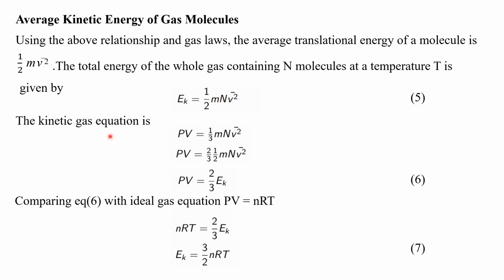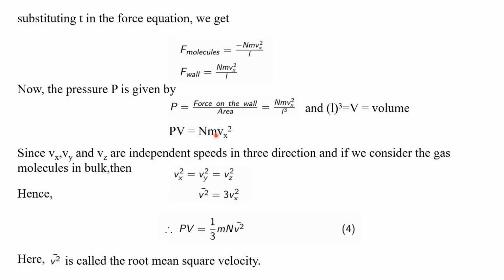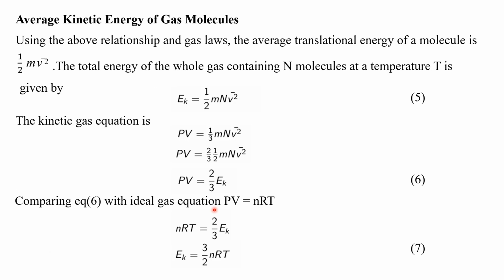So again, the kinetic gas equation is PV is 1 by 3 m n V squared average. If you rearrange this, it is 2 by 3 times 1 by 2 m n V squared average. This half m n V squared is nothing but the total kinetic energy of the gas molecules. So if we substitute this, we get PV is 2 by 3 Ek. If you compare this, we know that PV is nRT. So nRT is 2 by 3 Ek.